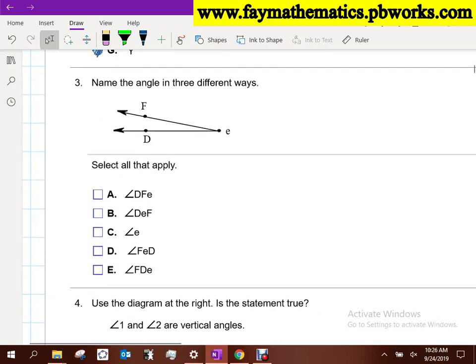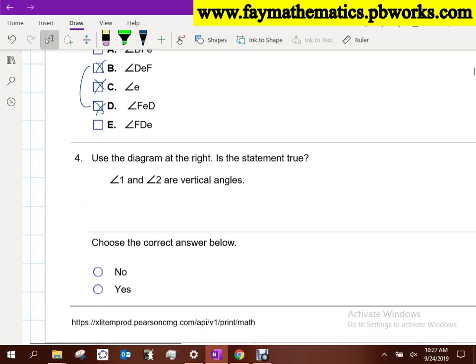Name the angle in 3 different ways. We can call this angle E here. I don't like how they're using lowercase, but that's fine. D, E, F, D, E to F, that's fine. DFE does not work. FED is fine. Those 2 are the same because it's just backwards. And then FDE is not okay. So those 3.